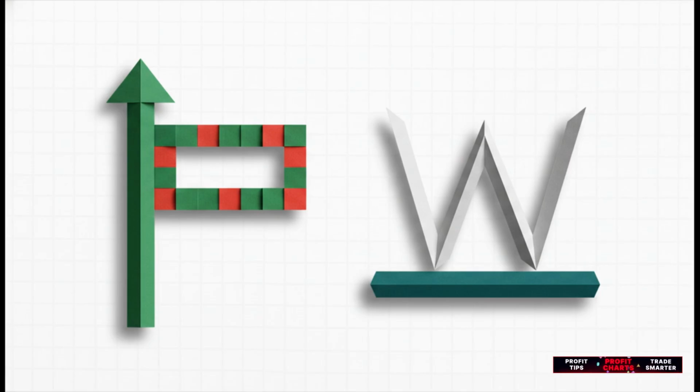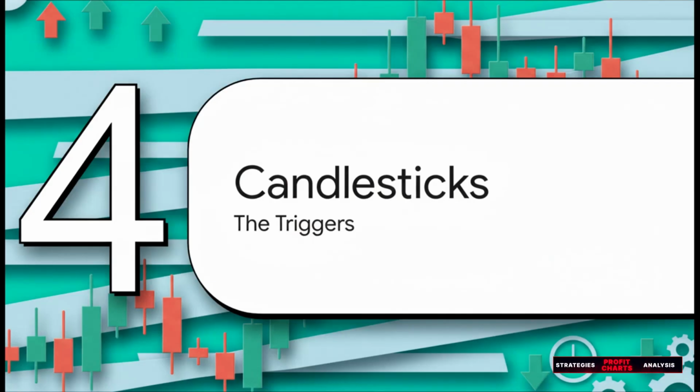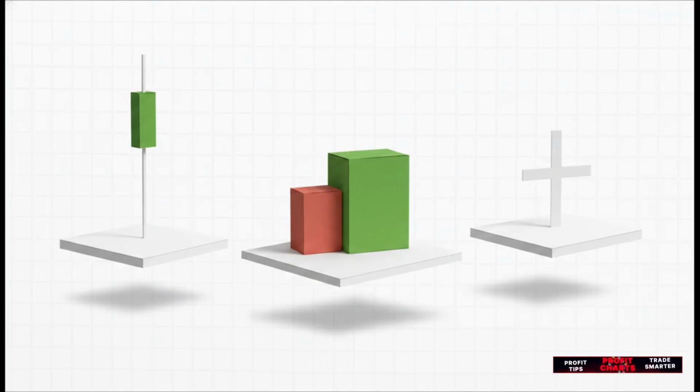These aren't just random squiggles on a screen. They are visually telling you the active, real-time story of the market. Which leads us to Section 4, Candlesticks and Confirmation, the triggers. Okay, so we have our zones, we see our patterns forming, now we need precision timing.